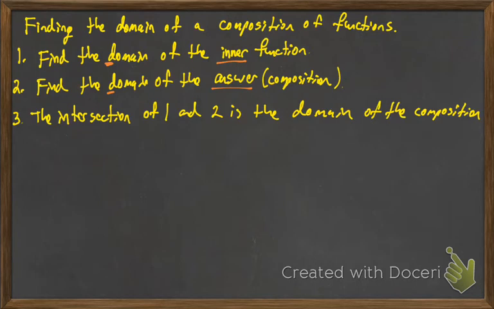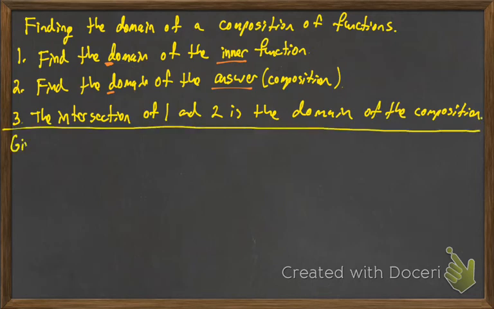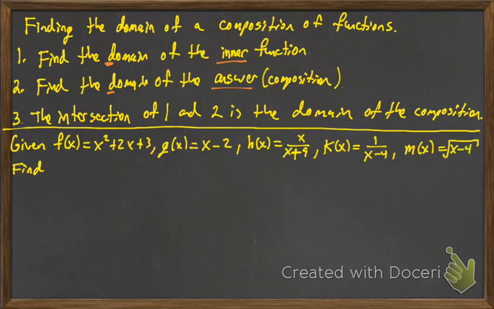Anyways, so we're going to go ahead and play with a couple of functions here. I think we got like 5 or 6. And we'll do a couple compositions and find the domain of each of them. So here we go. Given f of x is x squared plus 2x plus 3, g of x is x minus 2. So both f and g, they don't have any problems. So if I only have f and g involved, the domains could be everything.